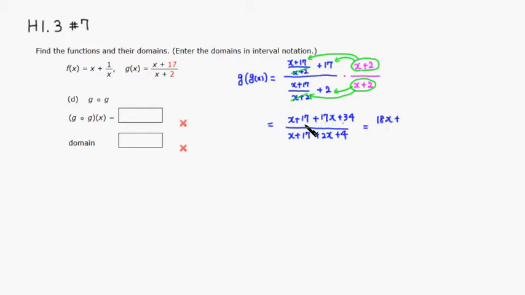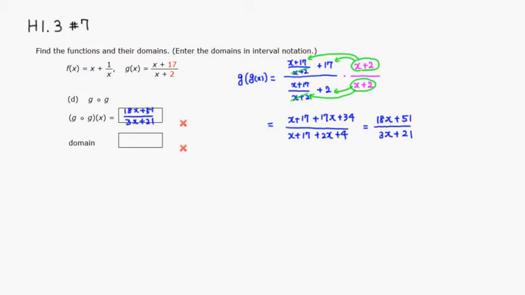If you simplify that, x plus 17x is 18x, and 17 plus 34 is 51. Then x plus 2x is 3x, and 17 plus 4 is 21. So we have 18x plus 51 over 3x plus 21. Then we have to find its domain.